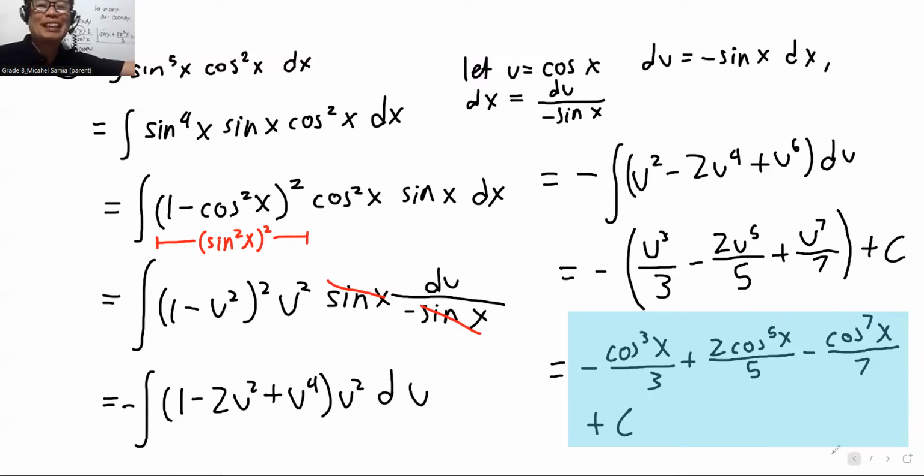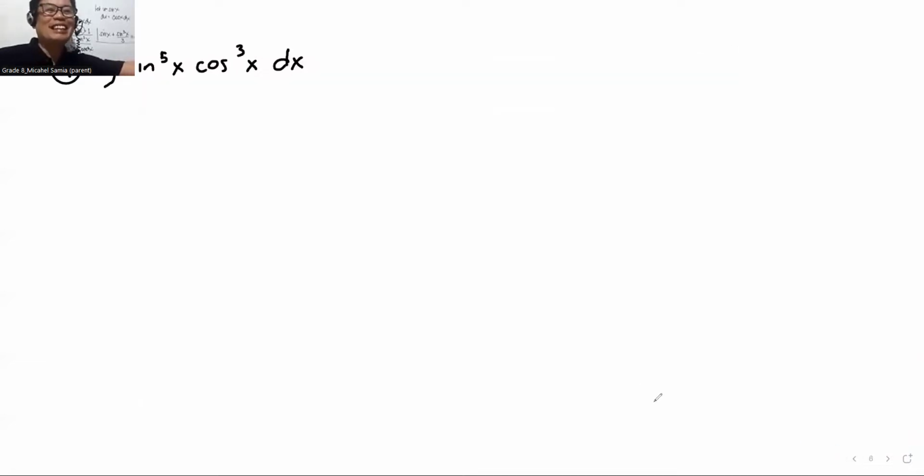Okay. Tama. Okay, so that is negative cosine cube x over 3 plus 2 cosine to the 5th x over 5 minus cosine to the 7th x over 7 plus C. Okay, so very good. Now, you have two trigonometric functions, both of them have odd powers. So you just select which one you would like to be your du and your u.